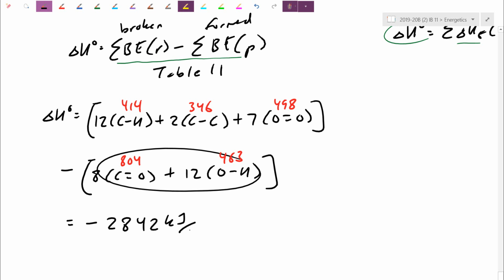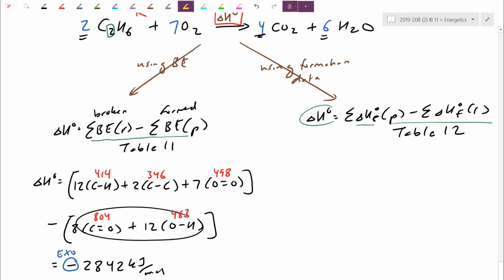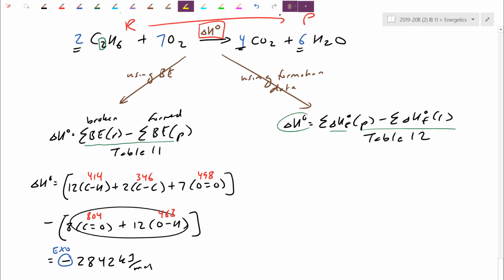I know the units are going to be kilojoules per mole because everything in the table was kilojoules per mole. What does it mean for delta H to be negative? Hopefully you were to say exo for me here. And in this case, for exo, it means heat is released. It means based on the bond enthalpy method, this one here has released 2842.